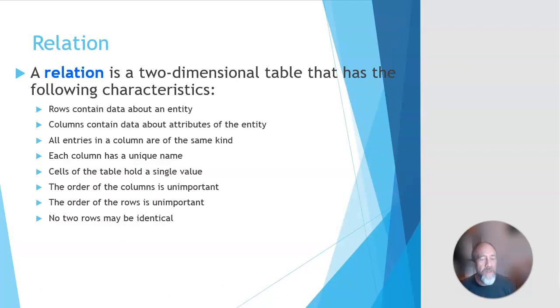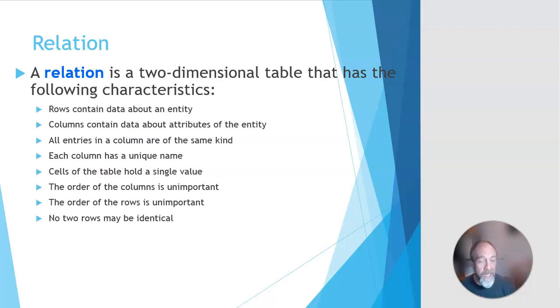Now, a relation is a two-dimensional table that has the following characteristics, and these characteristics are not that complex. The rows contain data about an entity, that is, information about that specific entity, and the columns are the attributes. Each column describes an attribute, and the data about that specific entity in that specific column is that type of data for the entity. In other words, a cell has a meaning that pertains to the row of whatever entity is being described.